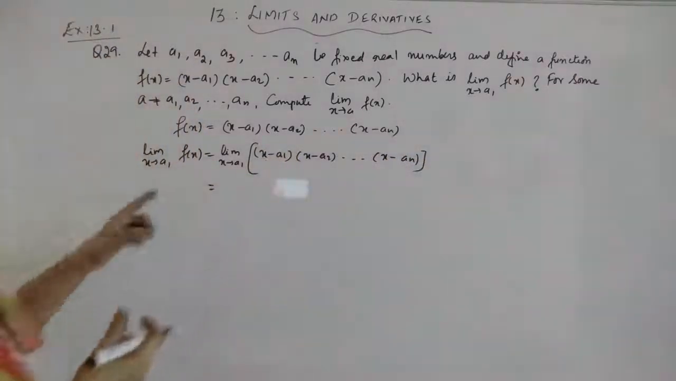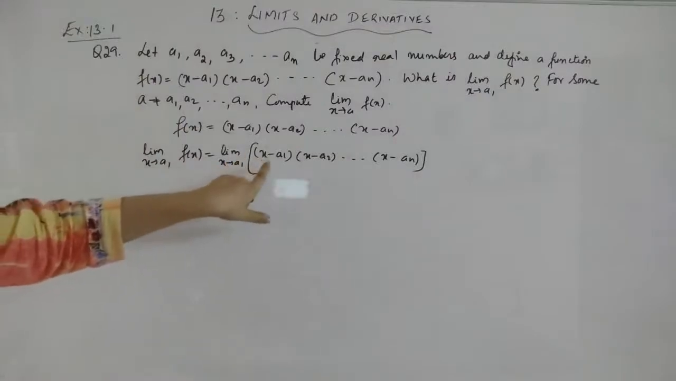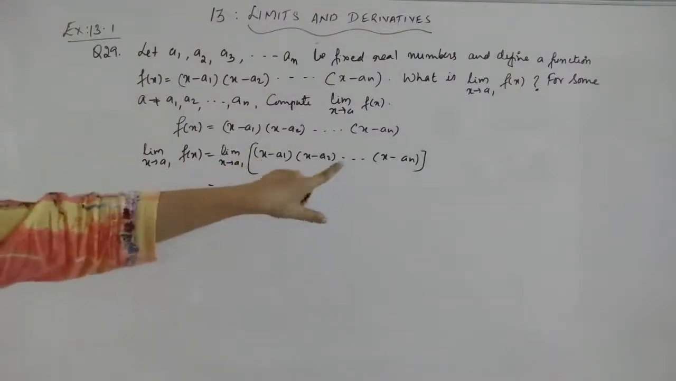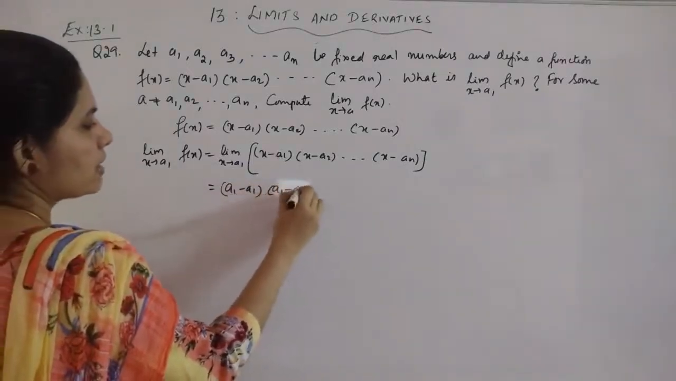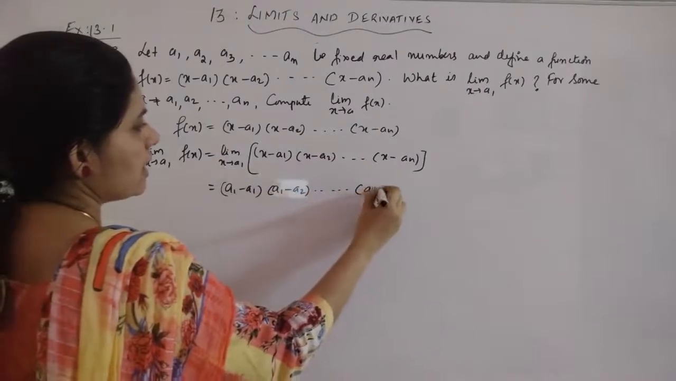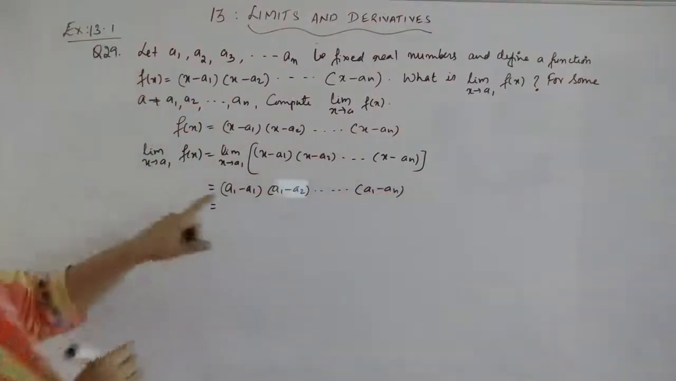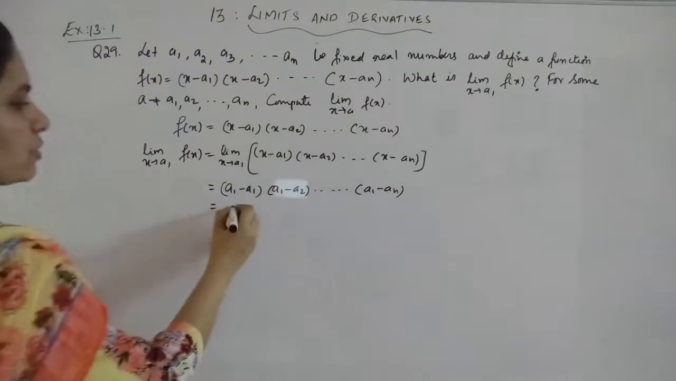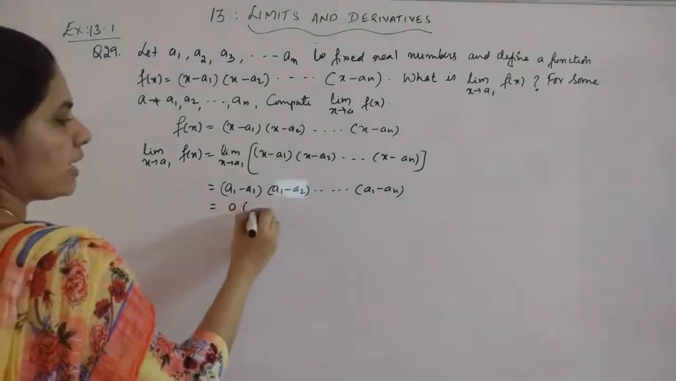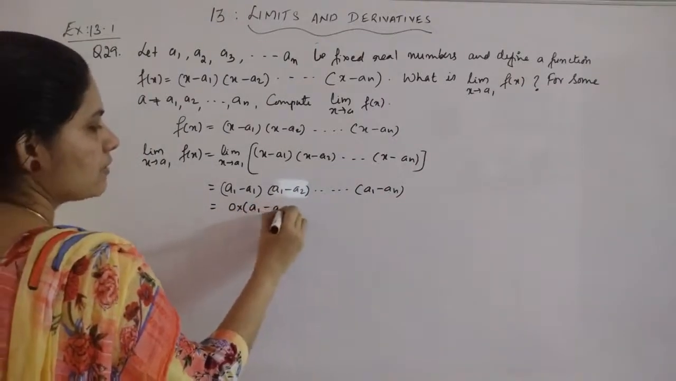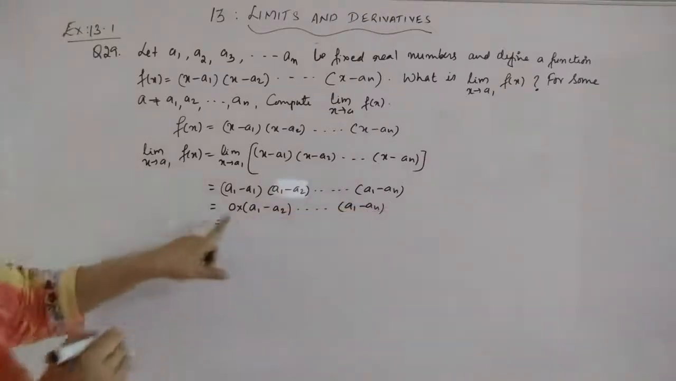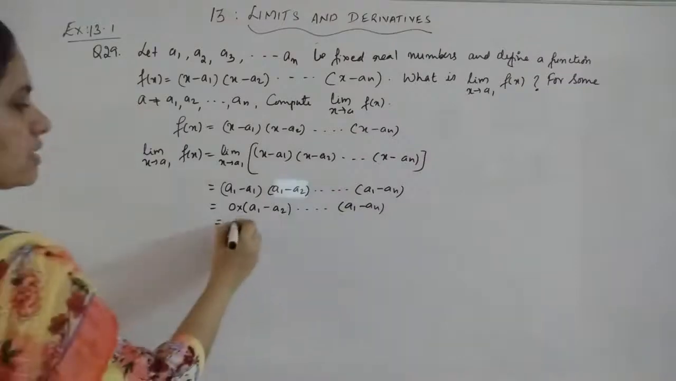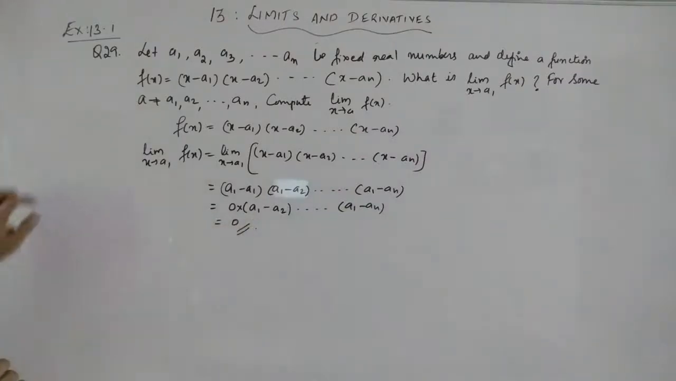Okay, now what is the process? You have to replace x with a1 in the terms. So you will get a1 minus a1 into a1 minus a2 into etc. a1 minus an. Now I can see a1 minus a1 will give you 0. So 0 into all the other terms, a1 minus a2 etc. into a1 minus an. But since you have 0 into the product, you will get the answer to be 0 only. Okay. So that is limit x tends to a1 f of x.